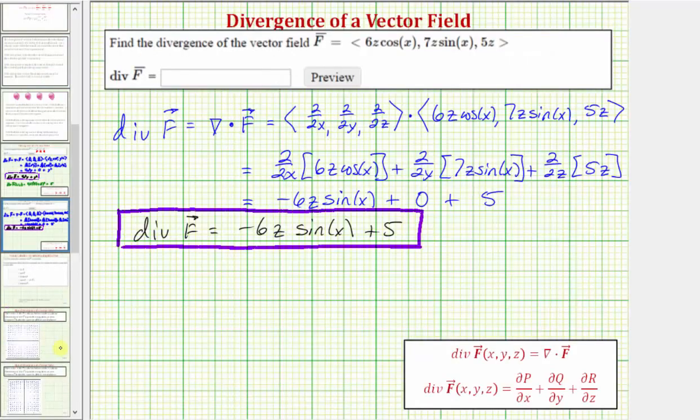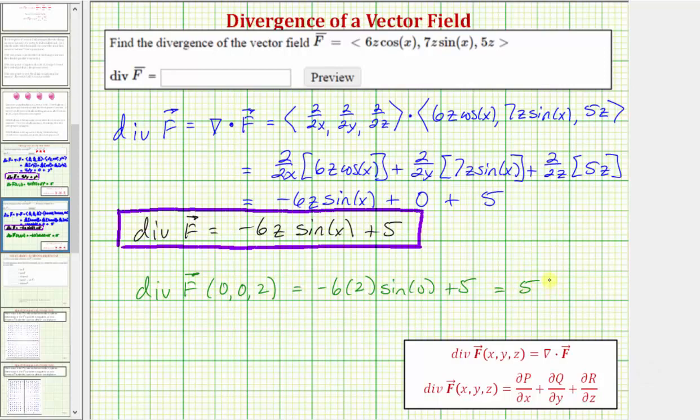So to illustrate this, let's determine the divergence of the vector field f at the point 0, 0, 2, and then we'll look at this graphically. The divergence of the vector field f at the point 0, 0, 2 would be equal to negative 6 times 2 times sine 0 plus 5. Well, sine 0 is 0, so the divergence is equal to 5.